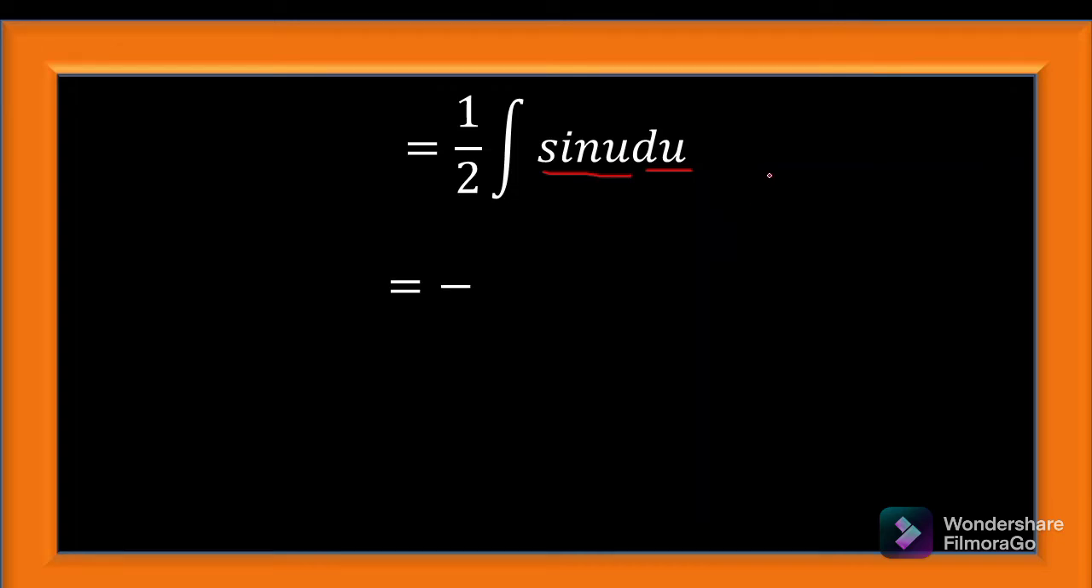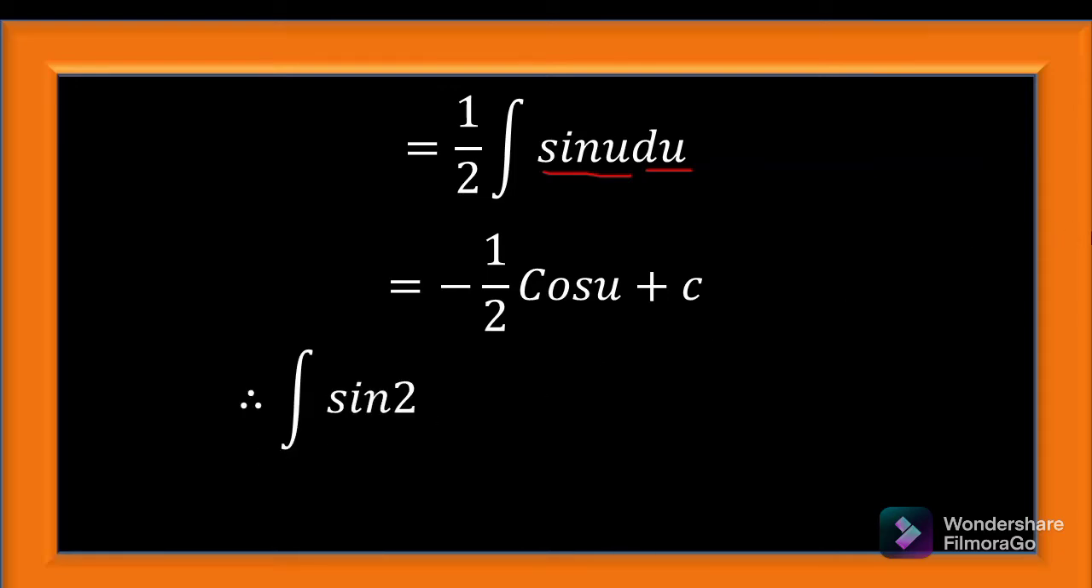So it means at the end of it all, we shall have negative a half cos of u plus a constant of integration. But remember, our u was called 2x. So in our conclusion, we shall say the integral of sine of 2x with respect to x is equal to negative a half cos of 2x plus a constant.